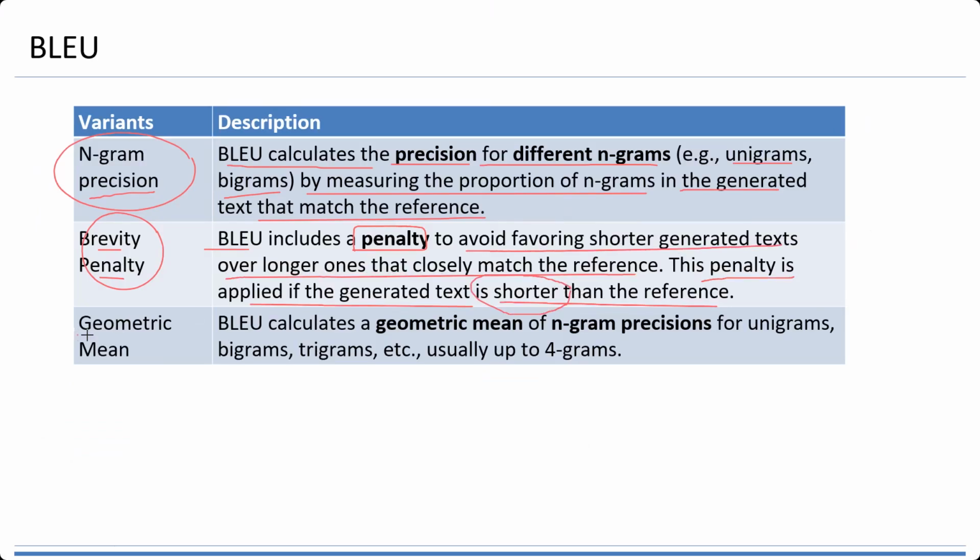And we will also measure the geometric mean. With the geometric mean, we calculate the mean of the n-gram precision. The mean, just the average, from unigrams, bigrams, trigrams, and so on, usually until 4-grams.